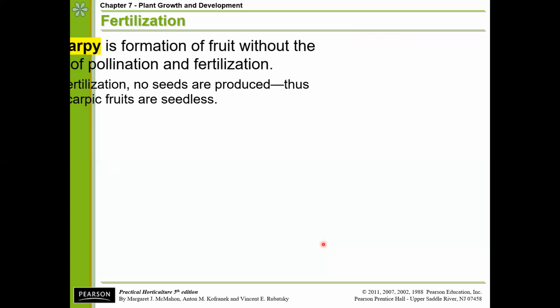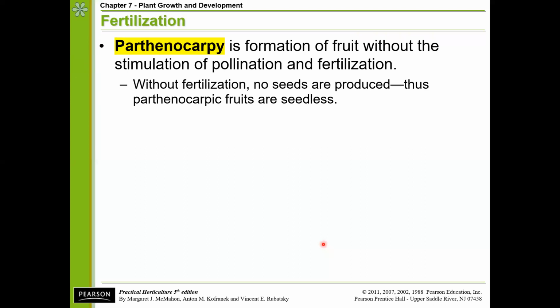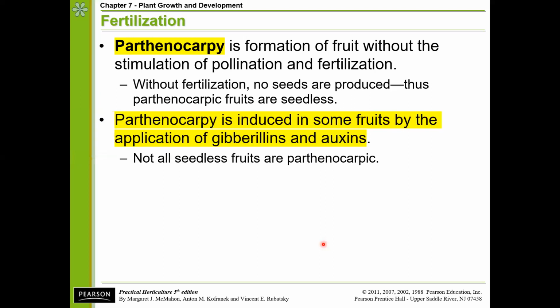Then there's this whole other phenomenon called parthenocarpy, which is the formation of fruit without pollination or fertilization. And usually in parthenocarpy, we don't actually get seeds being produced because there's no fertilization taking place. So all of our seedless fruits are parthenocarpic. And typically we have to figure out a way to induce that externally. And we mostly do that by the application of some of these different plant growth hormones.